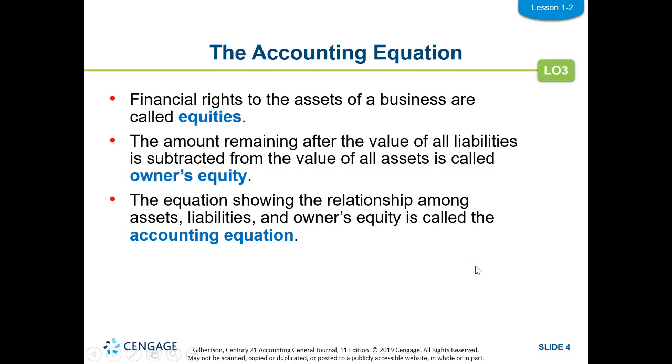Okay. So now if we take the amount remaining after the value of all liabilities is subtracted from the value of all assets, that's the owner's equity. So it's basically, you own a business, you sell off all your assets, you pay back whoever you owe, whatever's left over, you get to take home. Okay. So now with the accounting equation, it's an equation showing the relationship among assets, liabilities, and owner's equity, and that's the accounting equation.